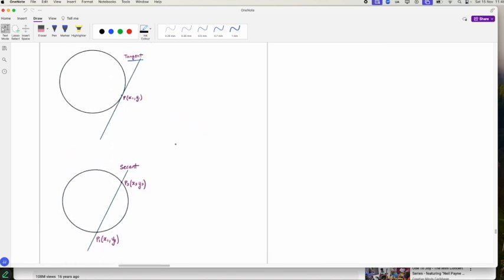So you can see here that when a line is touching or intersecting a circle, it could intersect at one point or it could intersect at two points. So when you're solving simultaneous equations, sometimes you'll get one answer. And if you get one answer, well, then you know it's a tangent. Sometimes you will get two answers. And when you get two answers, you'll know it's a secant.